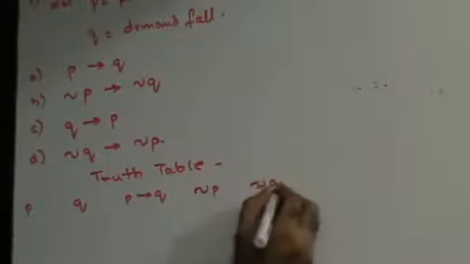Let's see the truth table. P, Q. You want P implication Q. First, for the first one. You want not P, you want not Q. Not P implication not Q. Then you need Q implication P. Then you need not Q implication not P. Let's see this. T, T, F, F. T, F, T, F. P implication Q.